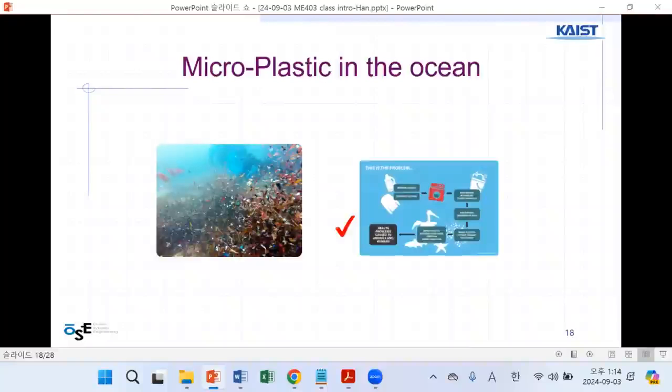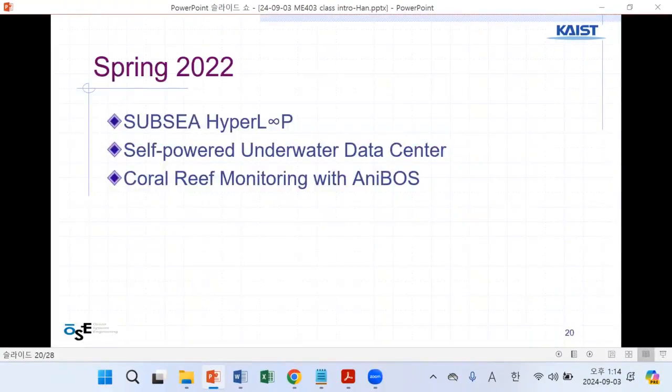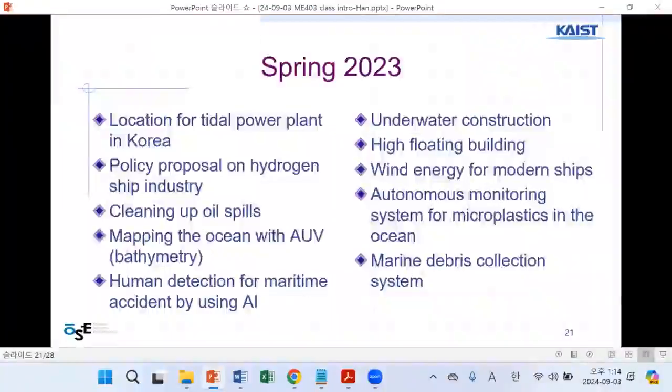And this one is microplastics in the ocean. So how can you clean up? And filling of a large container ship using liquefied natural gas, LNG. And spring 2 years ago, subsea hyperloop. And data center, monitoring, coral reef monitoring using an animal, a turtle. Right? Last year, there have been many teams, 10 teams.